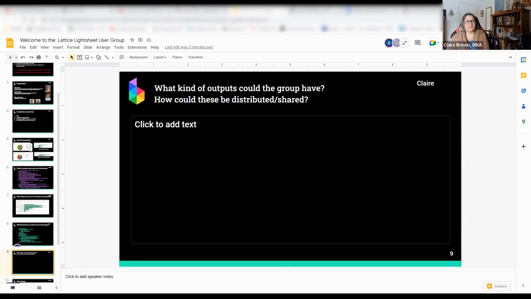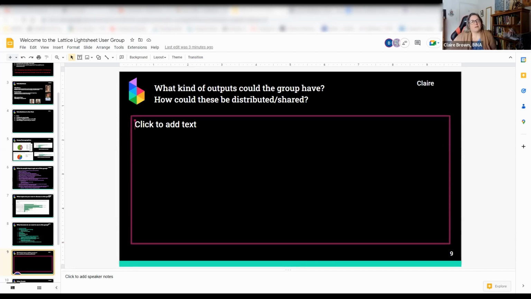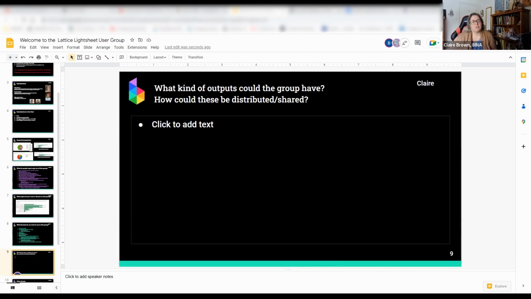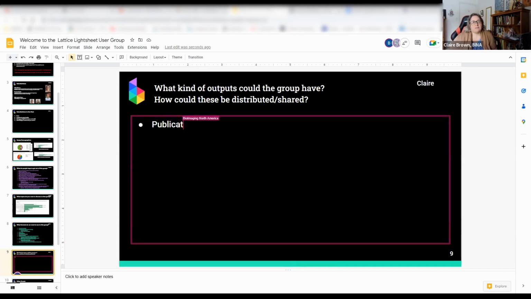I see our time is quickly ticking by, so I think we've already touched on this a little bit, but we're thinking about what kind of outputs the group could have and how could they be distributed and shared. So I think we've covered the sort of listserv idea, but do we want to eventually come up with a publication, or if we have protocols for stitching or image analysis, is that something we'd want to publish as a community, and so on? So maybe just some ideas, if people have ideas of what outputs they'd like to see from the group. This could also be something that evolves a bit more as we get going.